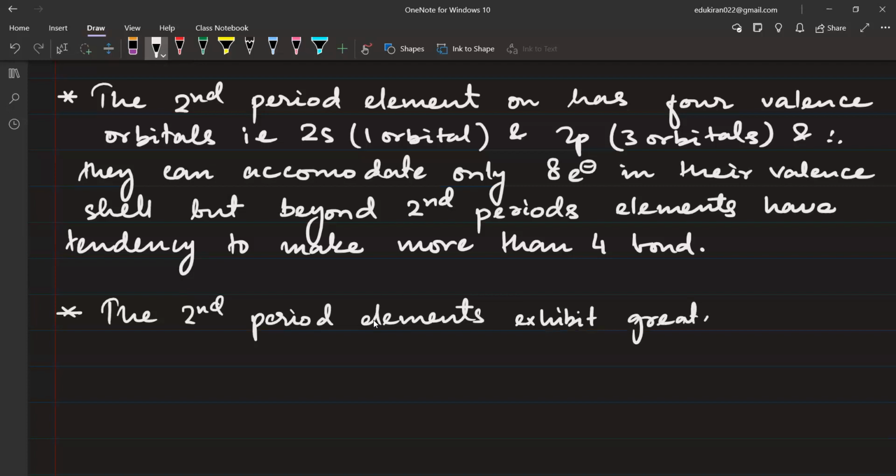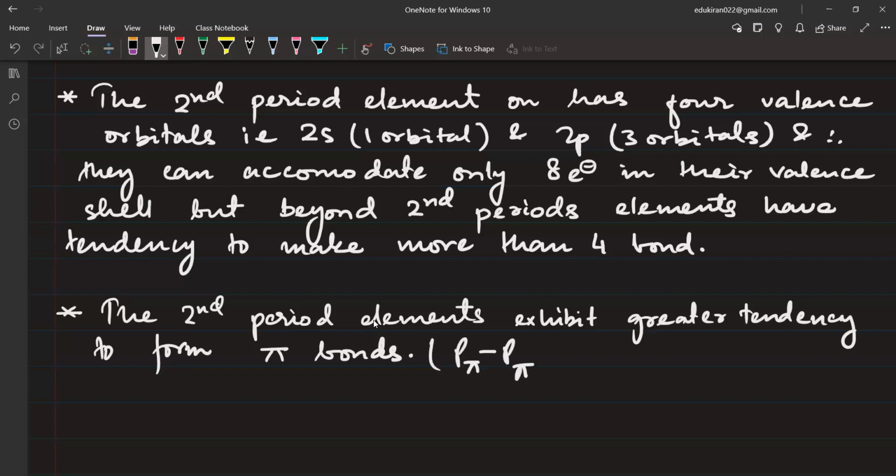The second period elements exhibit greater tendency to form pi bonds. ठीक है, अब ब्रैकेट में लिख लेंगे पी पाई पी पाई. ठीक है, पी पाई क्या है वो आपको नेक्स्ट क्लास में समझ, नेक्स्ट चैप्टर में समझ में आएगा. The second period elements exhibit greater tendency to form pi bonds due to their small size.